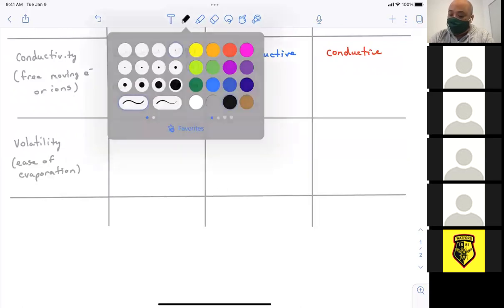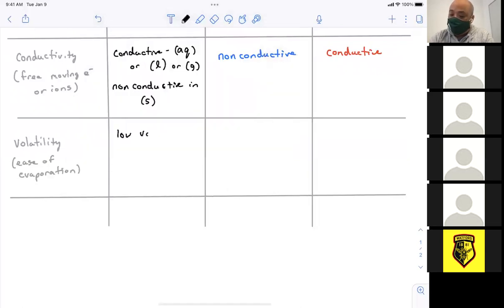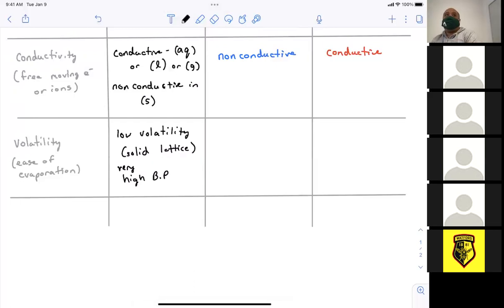And so with ionic compounds, they have very low volatility, okay? Because they're generally solid ionic lattices with very strong attractive forces, which means they have a very high boiling point. In fact, you'd rank ionic bonding as one of the strongest of these three bonds in question.